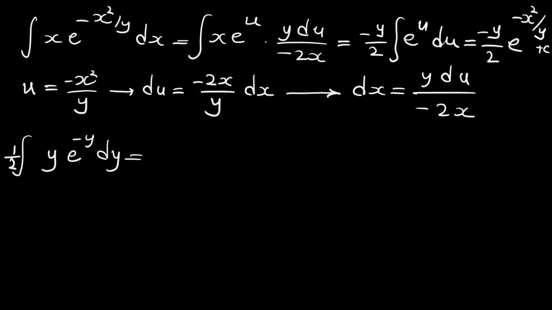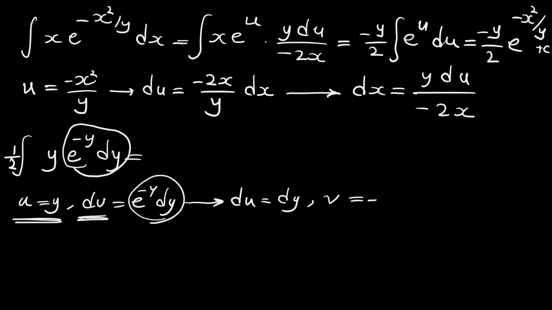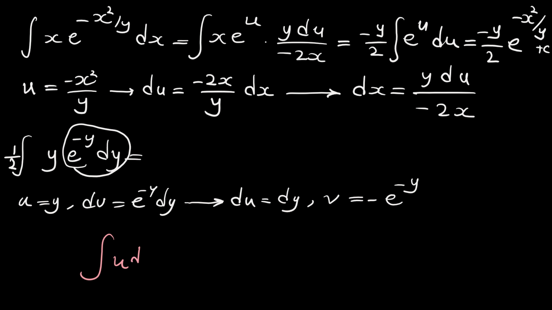For finding this integral, simply if we suppose u as y and dv as e to the negative y dy, then from these two relations, du is dy, and if we integrate, v equals the integral of this, which is negative e to the negative y. Let me remind you the integration by parts formula: the integral of u dv is uv minus the integral of v du.